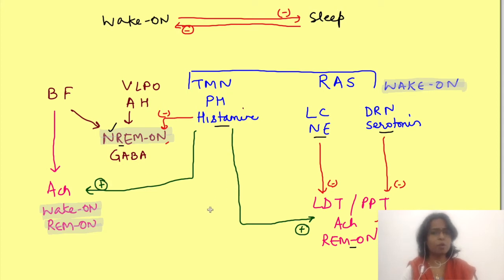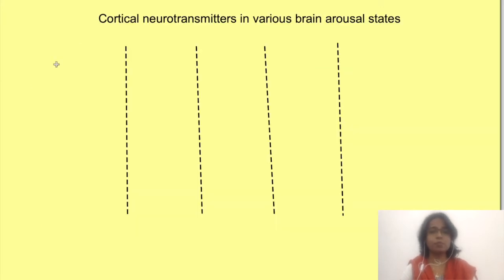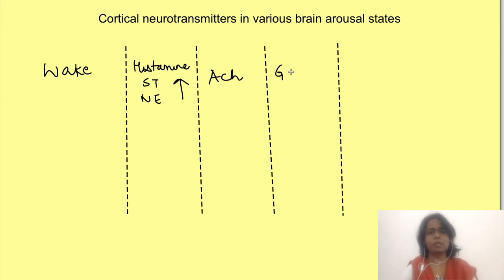This is because along with histamine, acetylcholine also maintains an alert brain state. So if we see in terms of neurotransmitters, during the wake state, cortical histamine, serotonin and noradrenaline levels will be high. Acetylcholine will also be seen, while GABA levels will be very low.